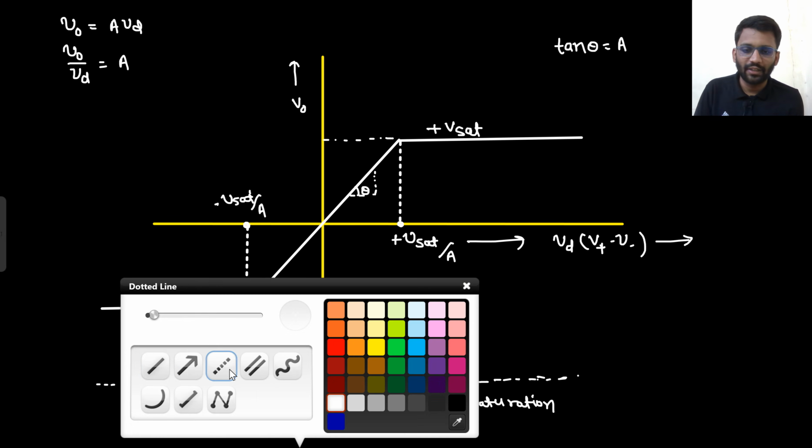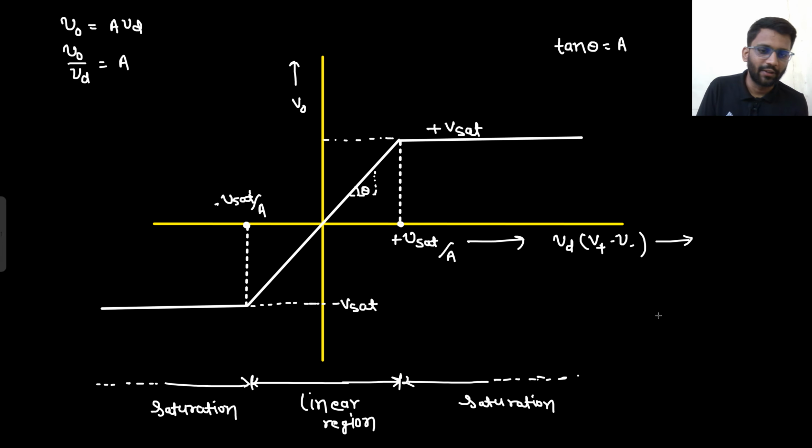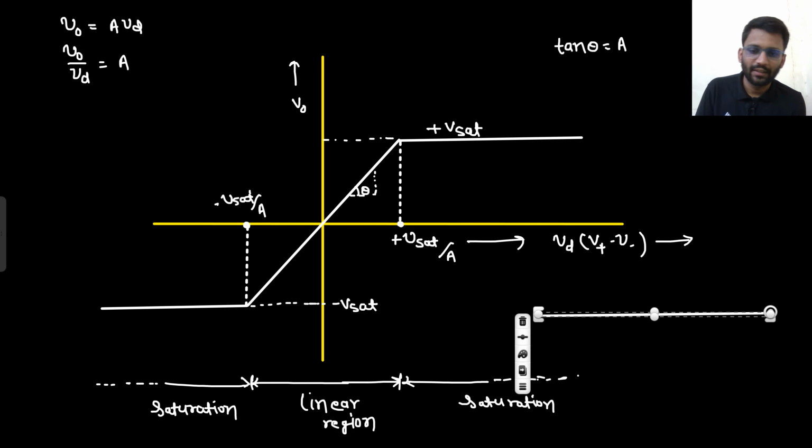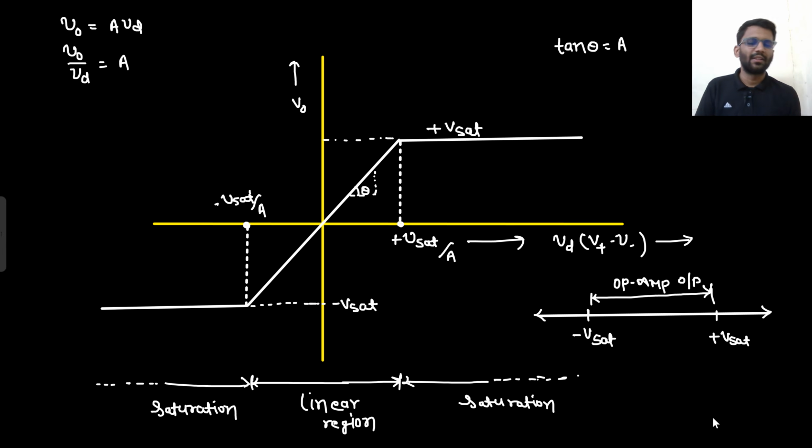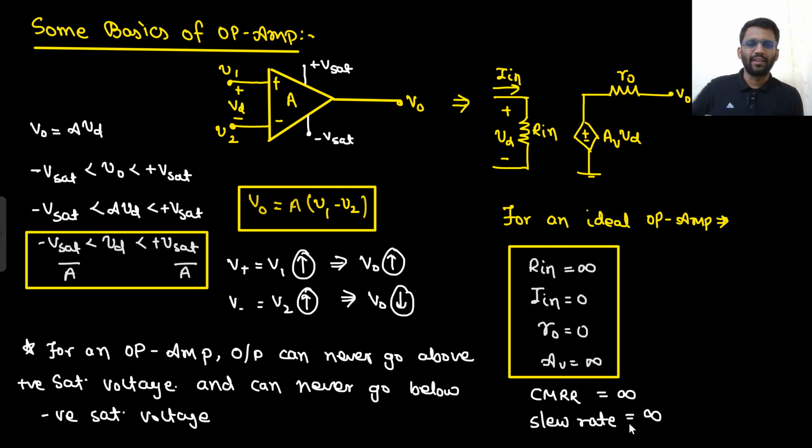Well and good. Understood? I will just make one more graph and it will make it all clear for you. Let's just say this is a line. This point is minus Vsat and this point is plus Vsat. So in this range only your op-amp output will lie. This is the range where your output of op-amp will lie. That's it. So this was the basic of op-amp that was needed.